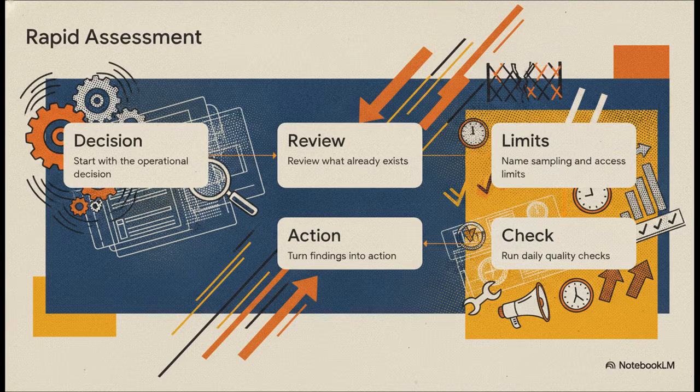Step 1, you start with the operational decision that actually needs to be made, not the questionnaire. Step 2, you review existing data so you aren't wasting time duplicating efforts. Step 3, you explicitly name your sampling limits, what you don't know. Step 4, you run daily quality checks on that field data. And finally, Step 5, you turn those findings into clear actions. It is a highly disciplined, no-nonsense routine.